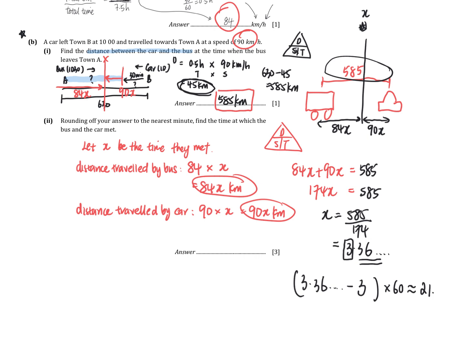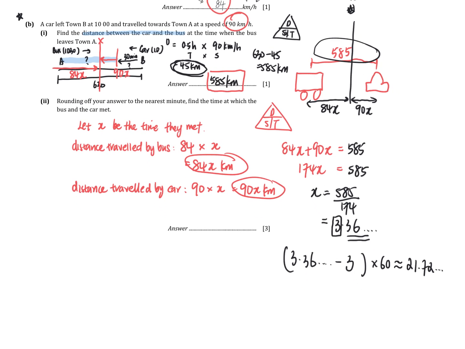585 divided by 174 minus 3. Can you tell me what do you get? Then times 60. It's 21.724139. So actually, the question says, can you round off to the nearest minute? So it's 22 minutes. But it took a total of 3 hours and 22 minutes.